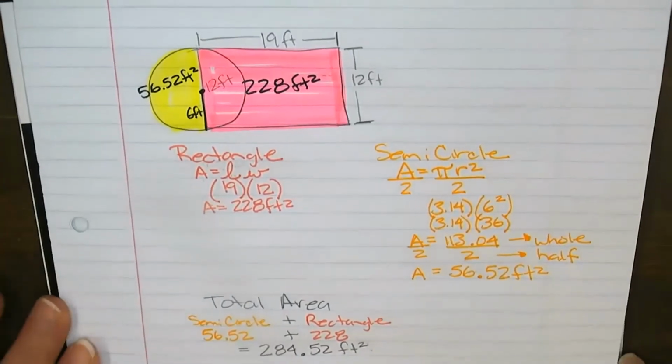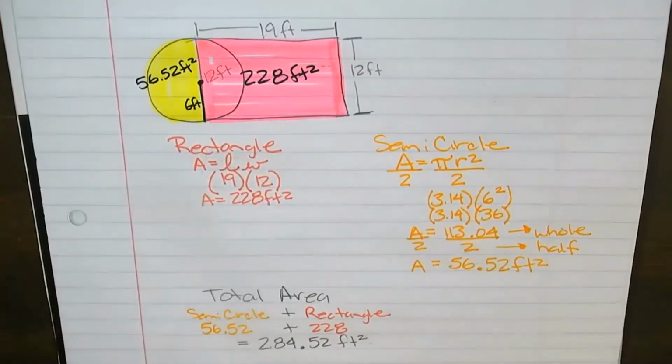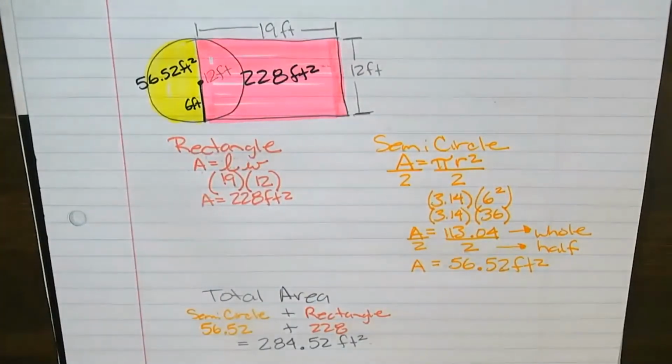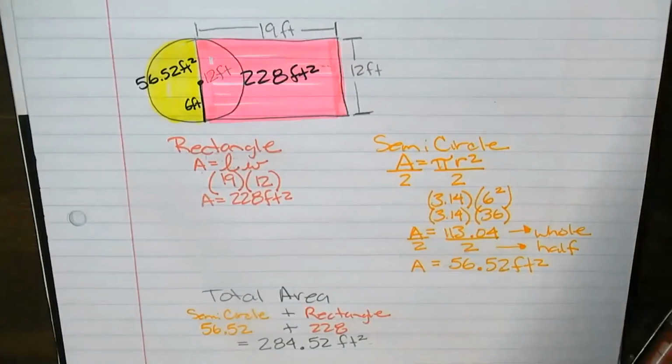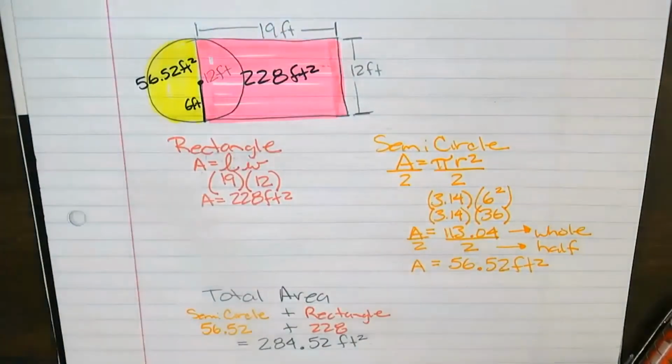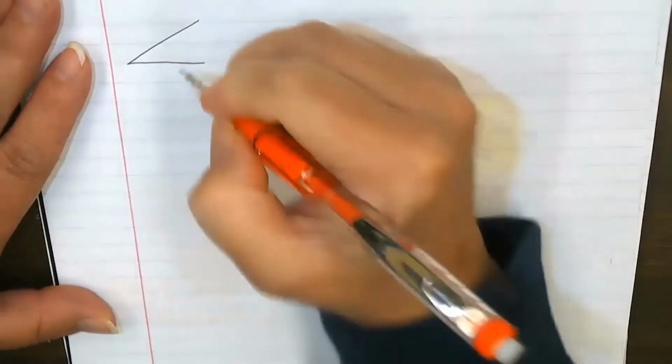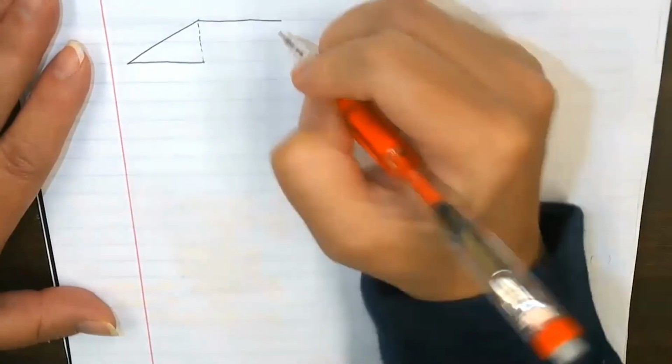So that's what we're doing. We're finding the area of composite figures. And I think the hardest part of this is just figuring out what shapes you're going to use. Okay? So let's do another one. So the book gets very fancy and gives us a shape like this.